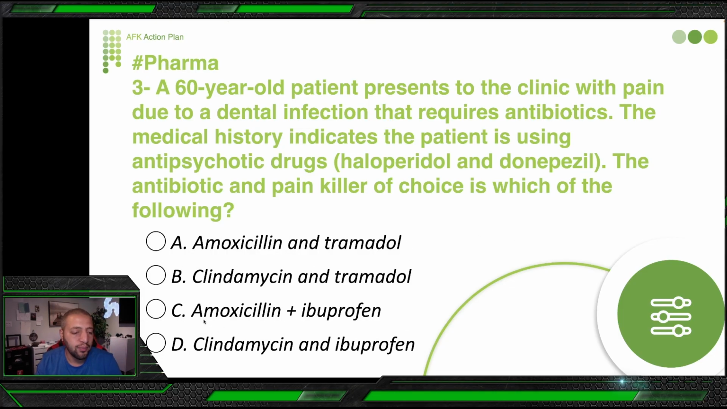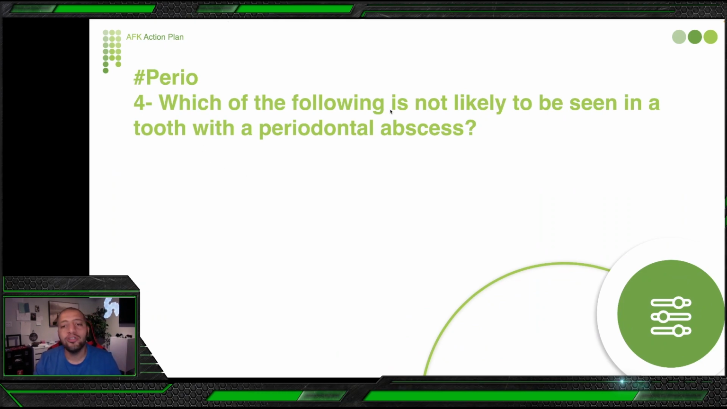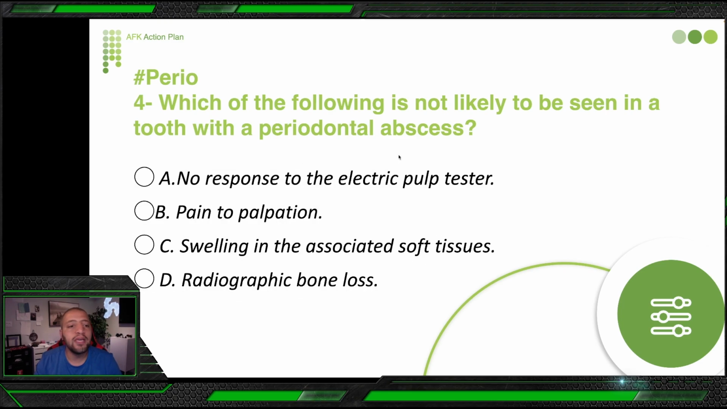And that was the answer: amox and ibuprofen. Perio. Which of the following is not likely to be seen in a tooth with a periodontal abscess? So we're speaking about periodontal abscess, which is not likely to be seen.